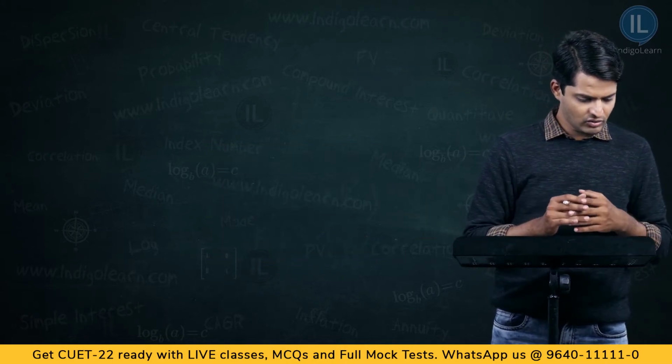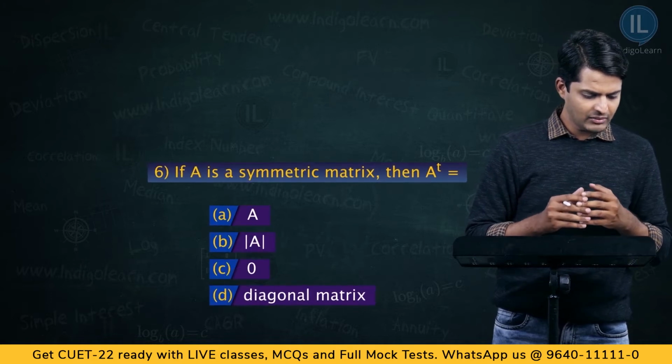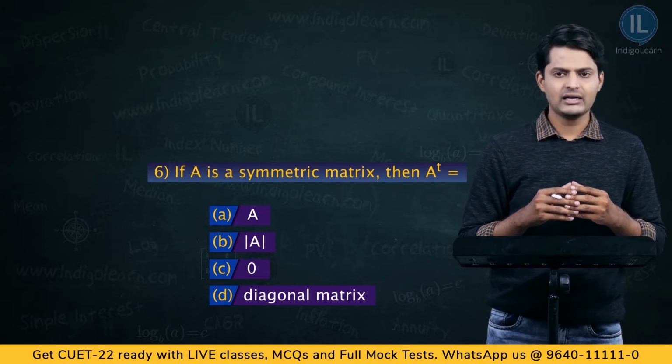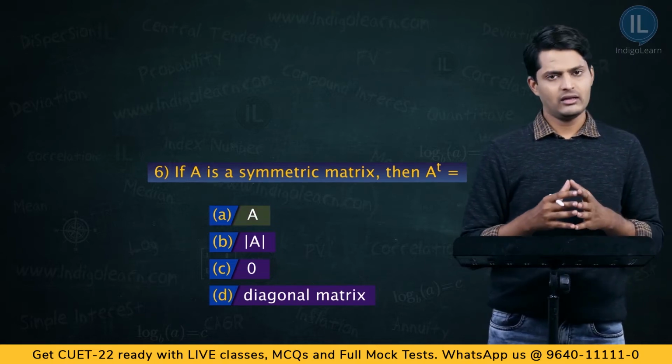So, now coming to your sixth question, if A is a symmetric matrix, then what will A transpose be? If A is a symmetric matrix guys, A transpose will become A. That is what we discussed.